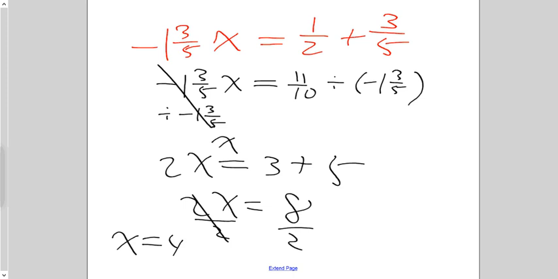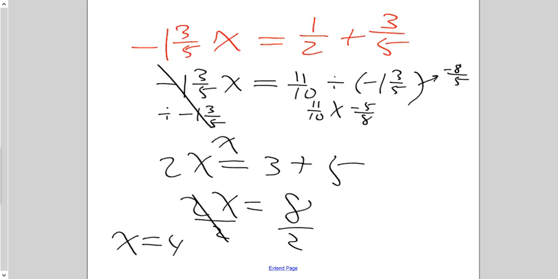When we do division of mixed fractions, the easiest thing to do is change it to multiplication by the reciprocal. The reciprocal of 1 3/5, well, I don't know what the reciprocal of a mixed fraction is. But since this is negative 8/5, the reciprocal will be the flip of the numerator and denominator of that improper fraction. So it's going to be negative 5/8. The reciprocal of negative 1 3/5 is negative 5/8.